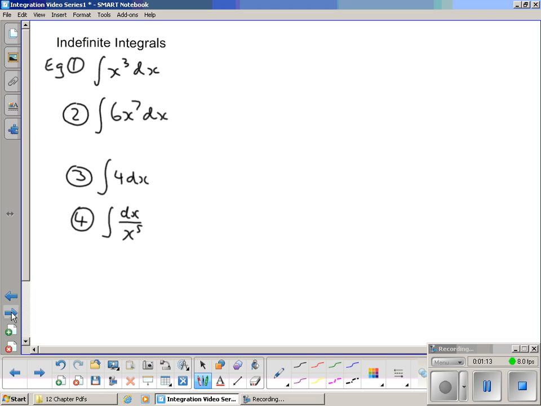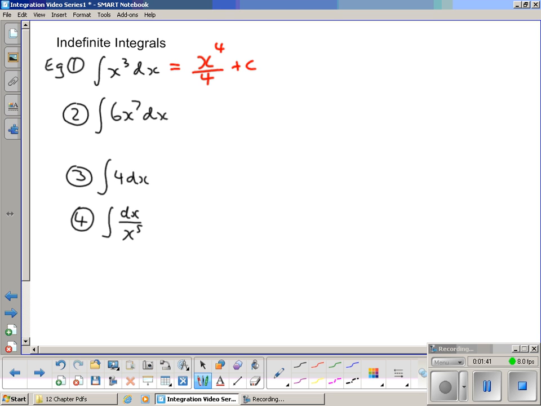Okay, to find the indefinite integral of x to the 3, we add 1 to the power and then divide by the new power. So here, if we add 1 to the power, we'll get a power of 4, so it'll be x to the 4, and we'll divide by that new power, and we'll add c to it. So the integral of x cubed ends up being x to the 4 over 4.